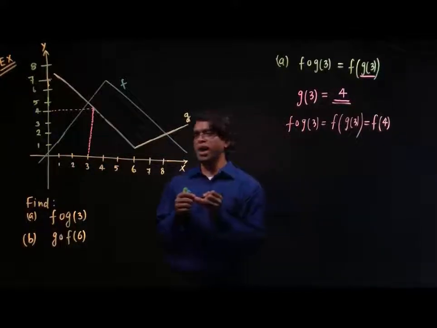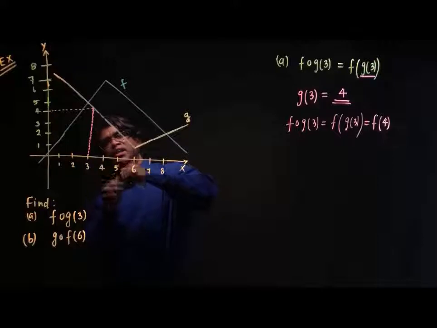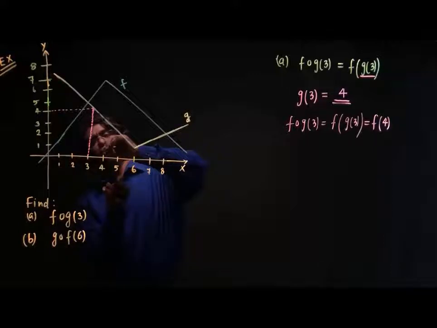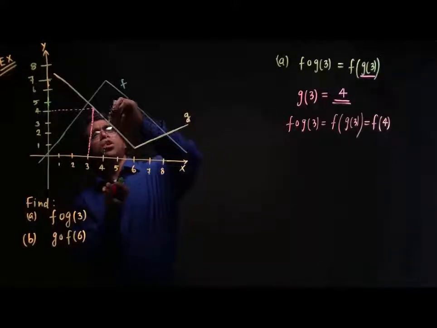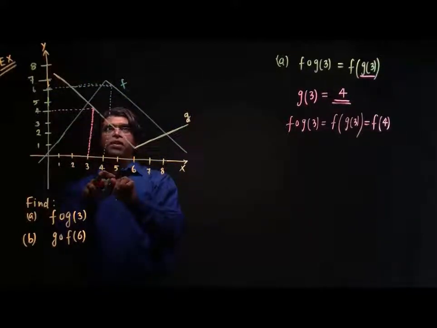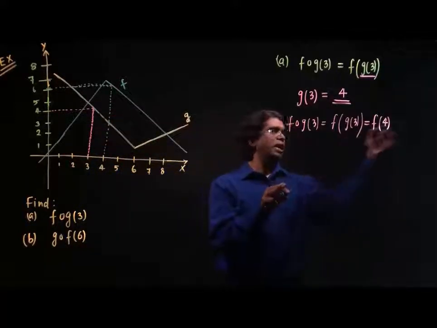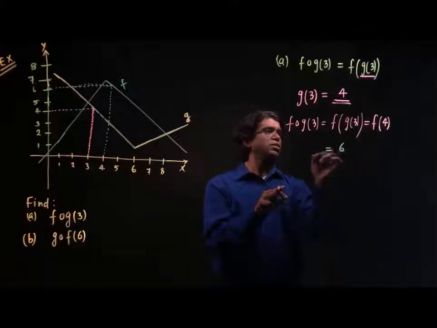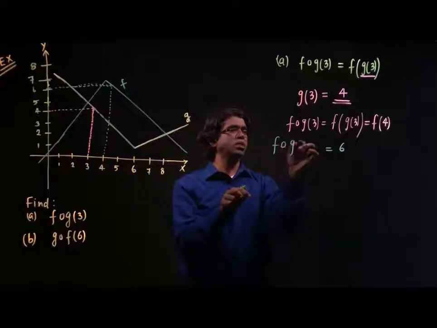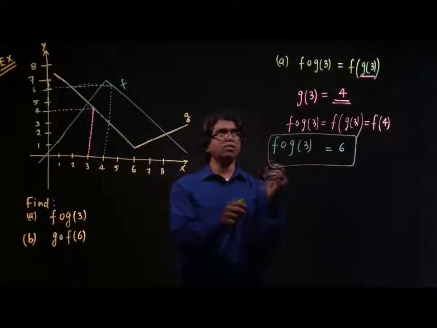Now, let's go to the graph. I'm going to draw another line that goes all the way to the function f. As you can see, for x equal to 4, the value of the function f is 6. So f of 4 is 6. So f of g of 3 is basically 6.